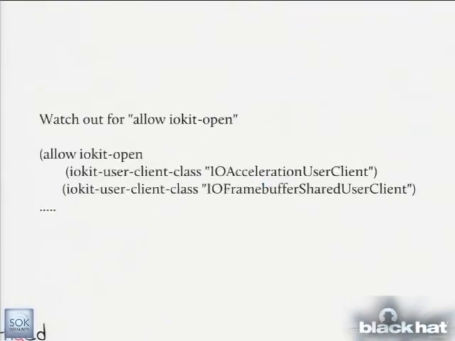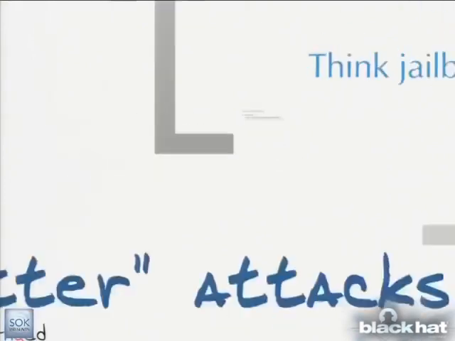The second option is to look inside the profile of the application you're auditing and watch out for the string that says allow iokit-open. This will tell you which user client classes you can talk to. For instance, this is taken from Safari. You can talk to IOAccelerationUserClient, IOFramebufferSharedUserClient, and a bunch of others. Potentially, looking inside IOKit drivers or modules is a better source of bugs compared to the bare-bones kernel, but still, you never know.